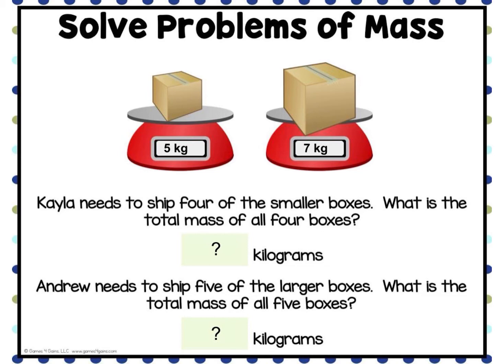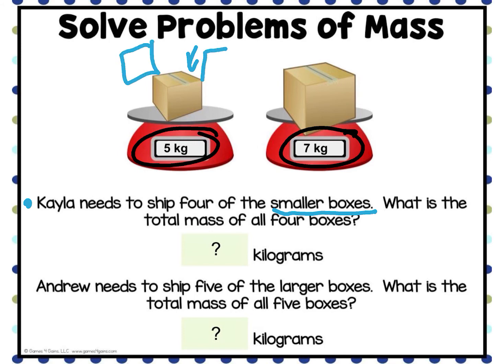All right, so now we have 2 boxes. We have a smaller box that weighs 5 kilograms, and we have a bigger box that weighs 7 kilograms. Let's look at the first question here. The first question says, Kayla needs to ship 4 of the smaller boxes. I'm going to underline that because I need to zone in on this one right here. What is the total mass of all 4 boxes? So if we were to add 4 boxes on this scale, what would the total mass be?